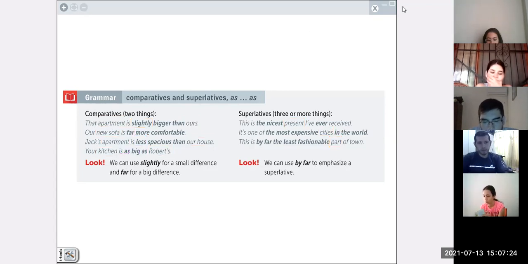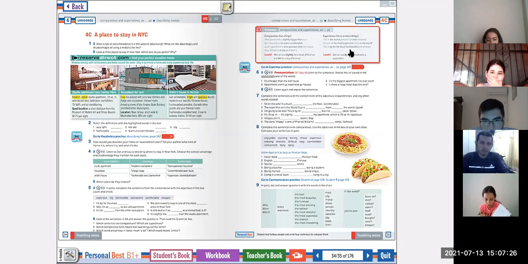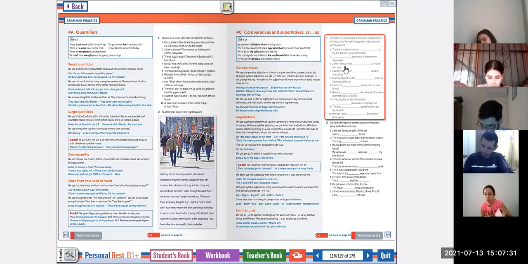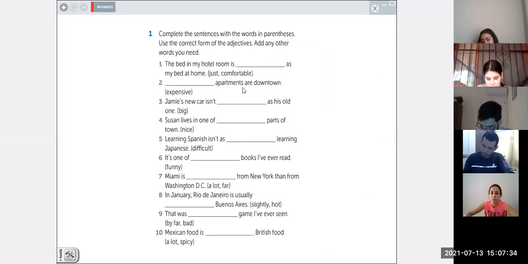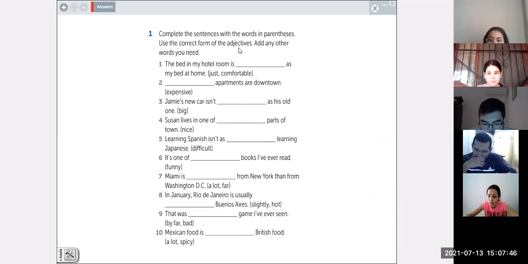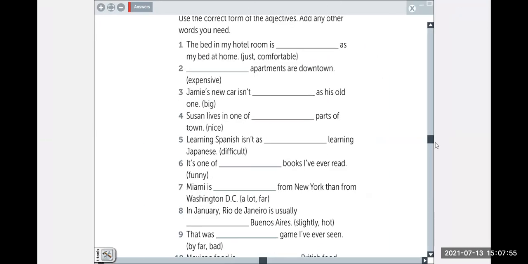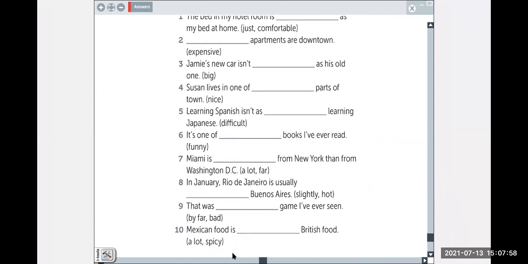So, let's practice a little bit this. Let's go to page 119. And we are going to do exercise number 1. Complete the sentences with the words in parentheses. Use the correct form of adjectives. Okay, so you need to use the superlative or the comparative. Add any other words you need. So I'm going to give you some minutes so you can complete this. And then we are going to check together.